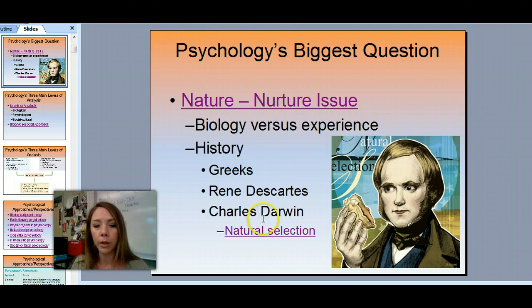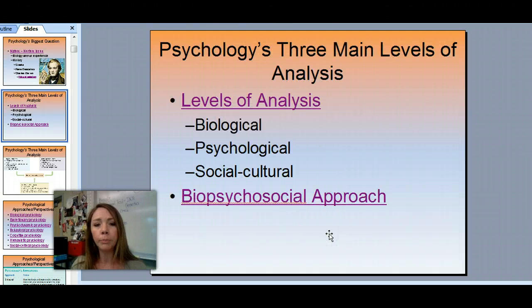Remember that Charles Darwin, right? He'll definitely be tested on you. He thought that it was your environment. He's the one that thought natural selection, that the traits that you have, how they interact in your environment. So there's people that believe a nature point of view versus a nurture point of view, and we'll go through those when we go through those certain subtopics.